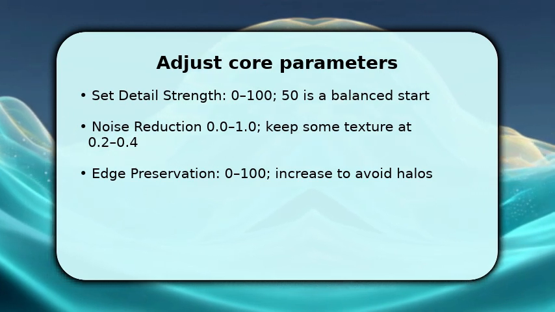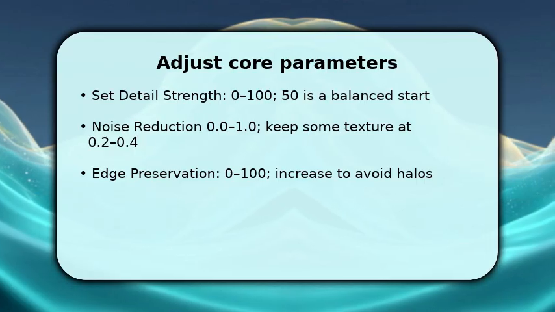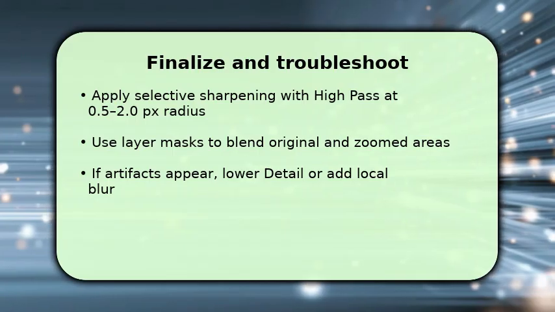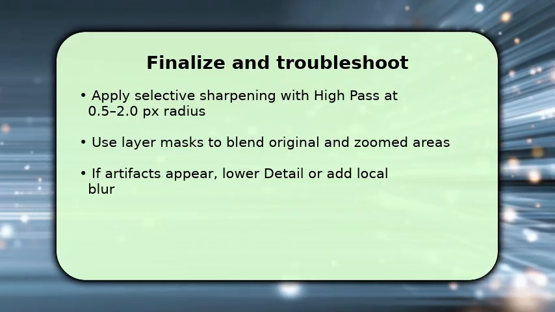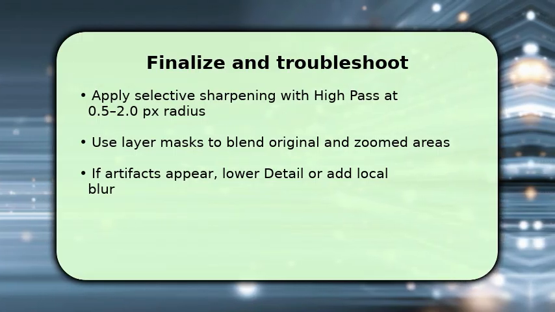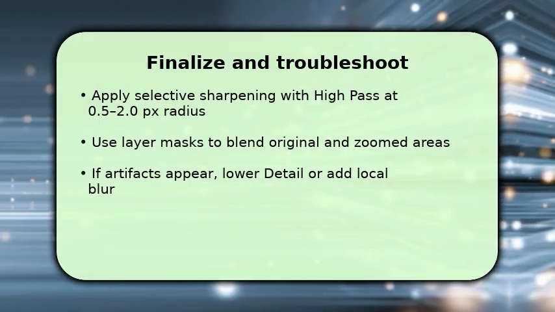Finish by applying a subtle high-pass sharpening on a merged copy set to overlay. Aim for 0.5 to 2.0px depending on resolution. Once done, refine transitions with layer masks so original and zoomed regions blend naturally.